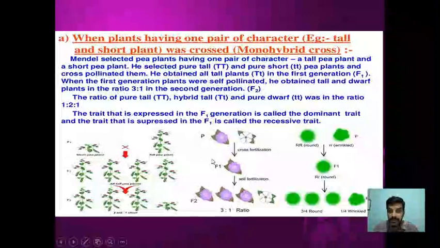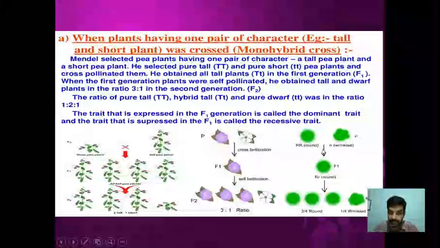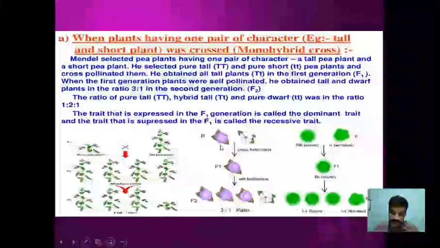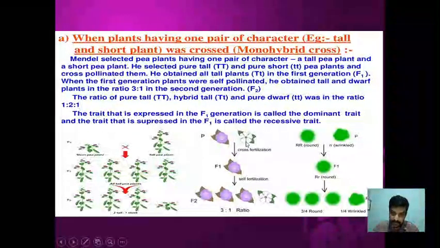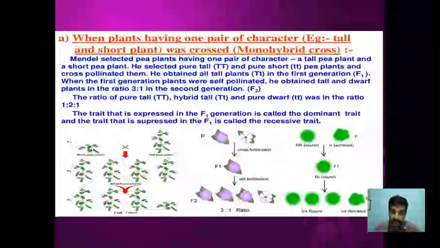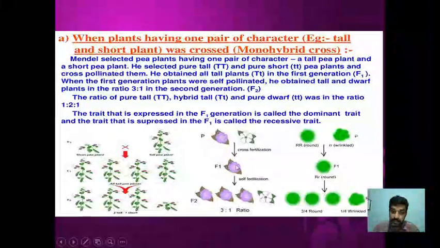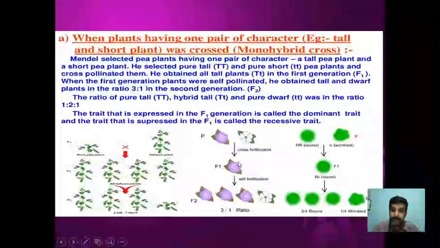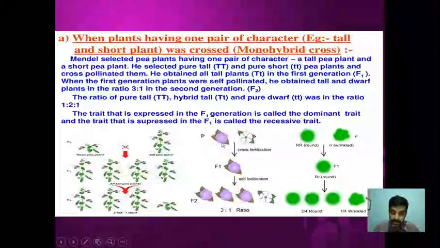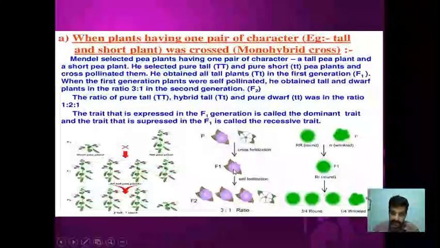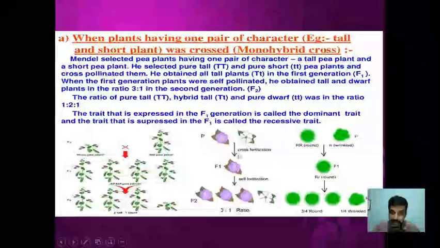And he did the same experiment for other characters. Here he has taken the flower color. Violet flower is crossed with white flower. Once again he got only one parental variety, that is violet color. So this is a dominant trait. These are the true breeding plants, and when the parents are crossed, he got only one parental variety, not the other one.